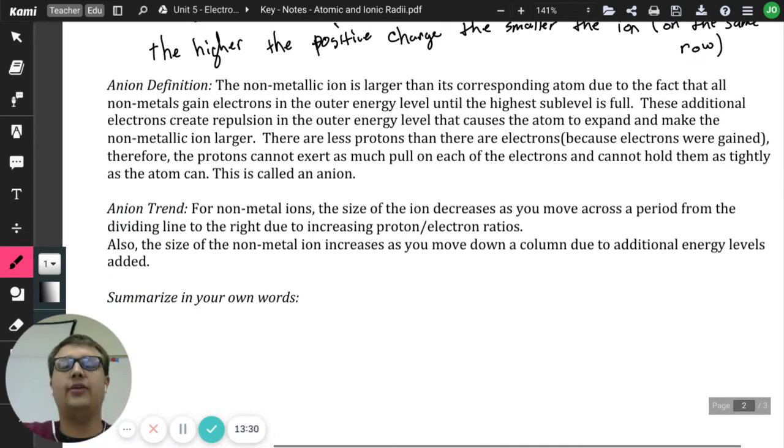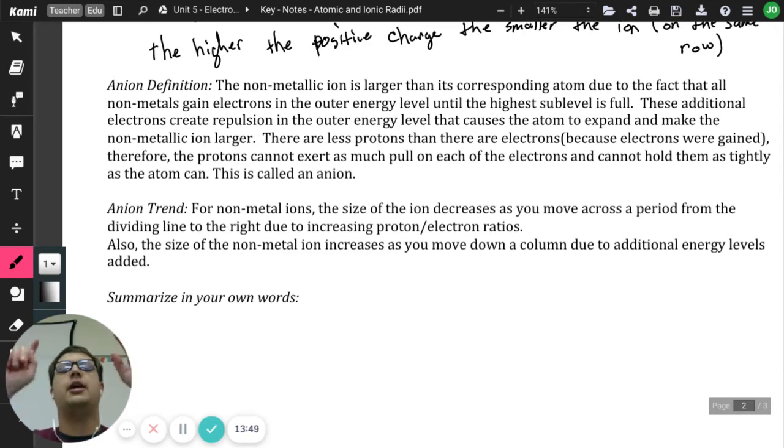All right, now let's take a look at anions. Now remember, anions are going to be talking about the non-metallic ions. Okay? So your non-metals. So your non-metallic ions are actually going to be larger than its corresponding atom, due to the fact that all nonmetals gain electrons, right? So if I'm talking about a nonmetal, it gains electrons. If it's got more electrons than protons, those electrons can move further away.